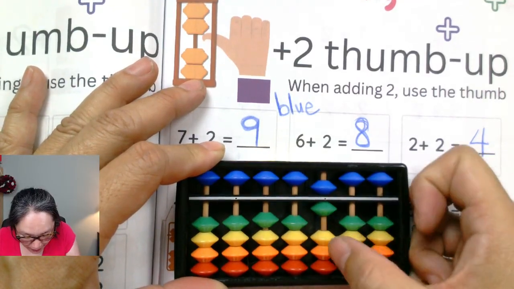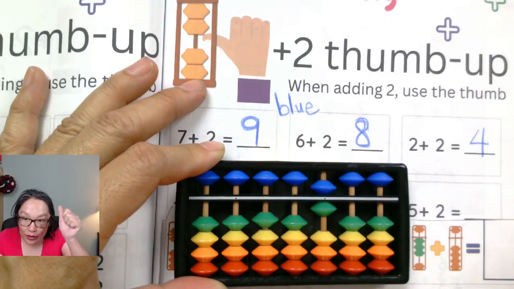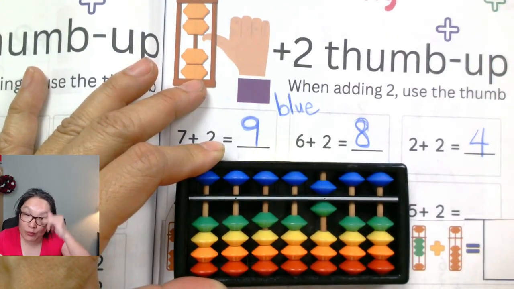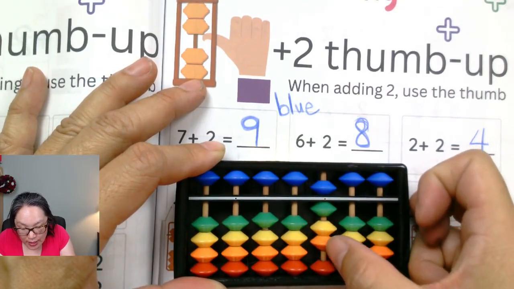Thank you, CompuBear. So when I add the 2, I'm only going to move the 2 beads. I'm going to move the 2 beads together, right? Because we're big people, we can move things together. So when we do it, we don't want to do 1, 2. We want to do 2. And we're going to move the 2 beads.